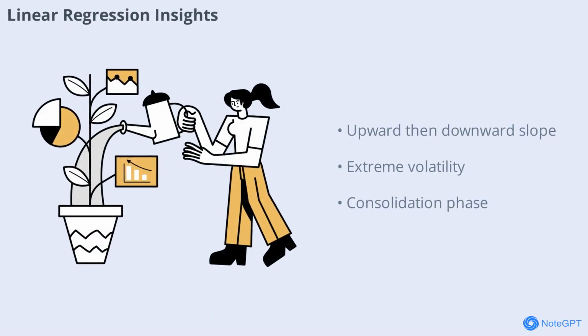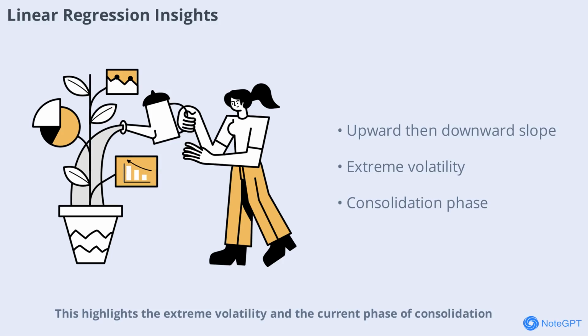Linear regression analysis, while lacking exact values here, would show a dramatic upward slope during the August surge, followed by a sharp downward slope during the correction. This highlights the extreme volatility in the current phase of consolidation. The stock is attempting to establish a new equilibrium above pre-surge levels, and the regression line would confirm the ongoing battle between bulls and bears.